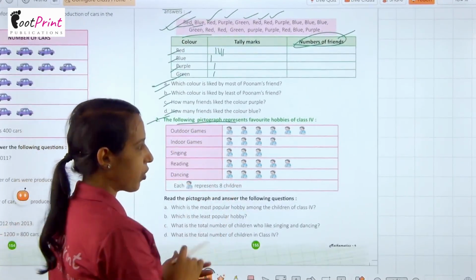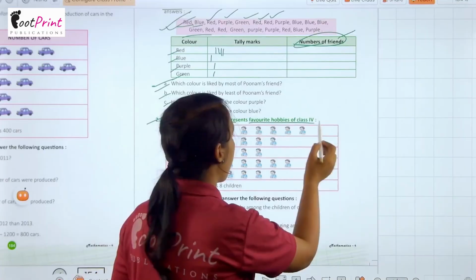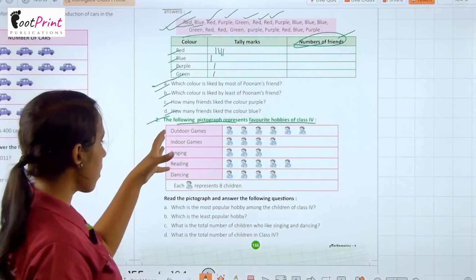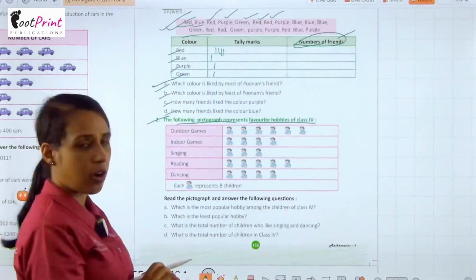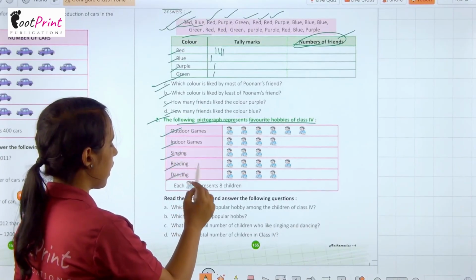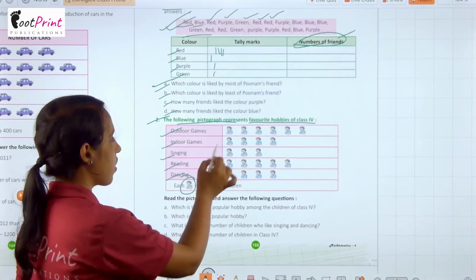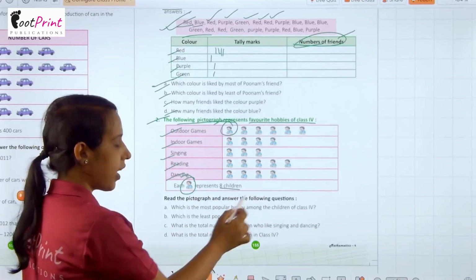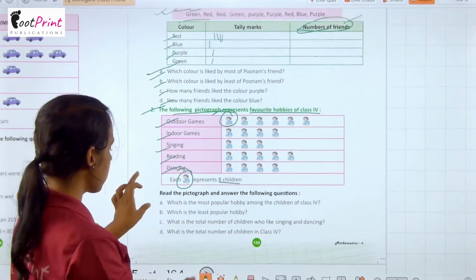In this we have a pictograph that represents favorite hobbies of class 4th. So class 4th के बच्चों को क्या क्या hobbies है उनकी वो देखेंगे. Outdoor games, indoor games, singing, reading and dancing. And here one symbol is showing 8 children. And we have here questions.